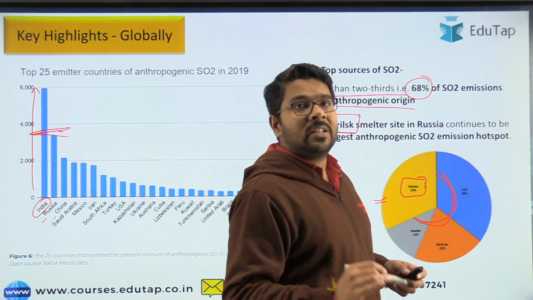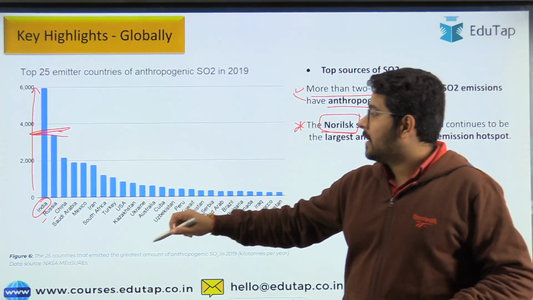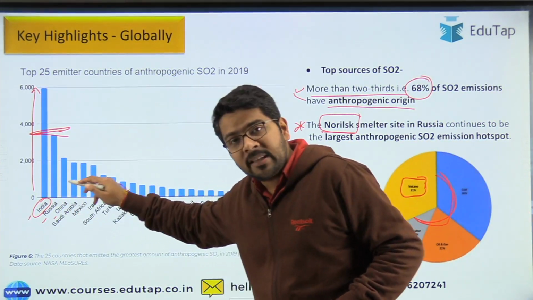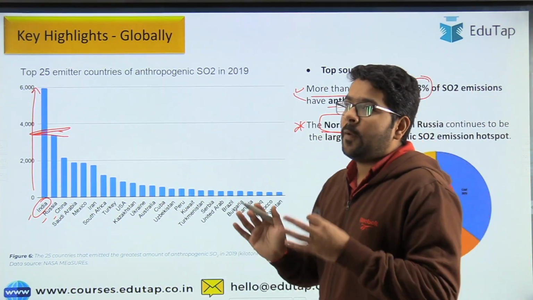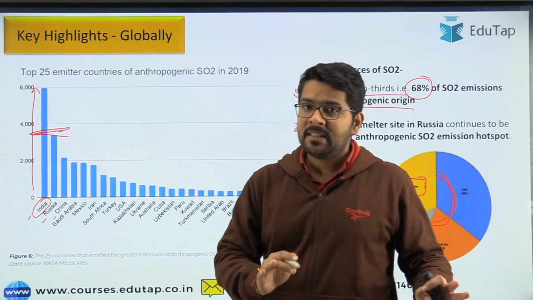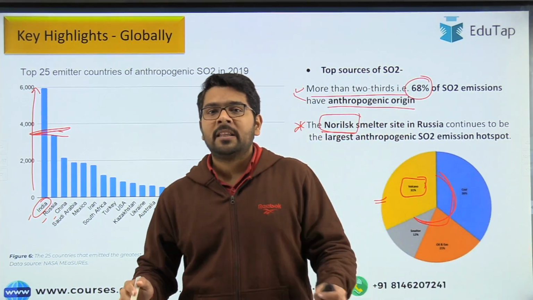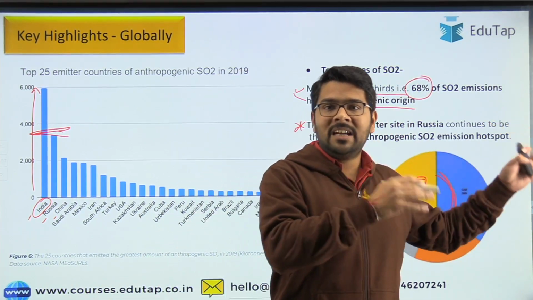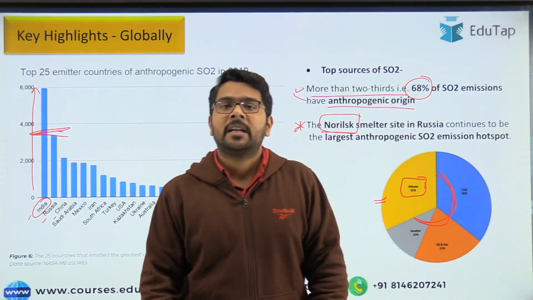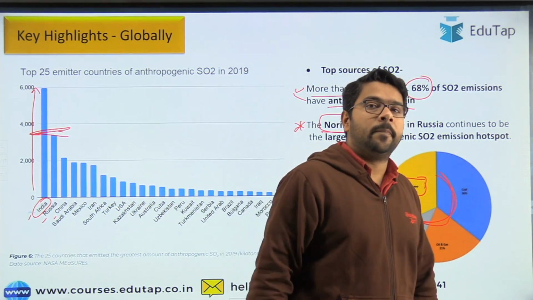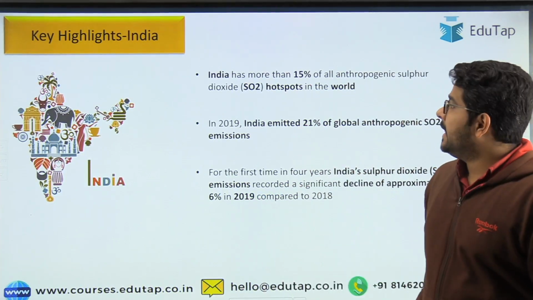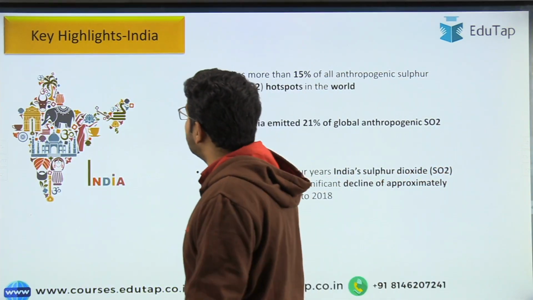So these are the global trends, guys. We have analyzed that India is the highest, then Russia, then China. Then we have also analyzed the contribution of SO2 emission in terms of man-made activities and natural. 31% is by the volcanoes or natural sources, and 68% is due to man-made activities. So this is about the global trend. Now coming to the Indian scenario. Guys, in terms of India, what does this report have to say?